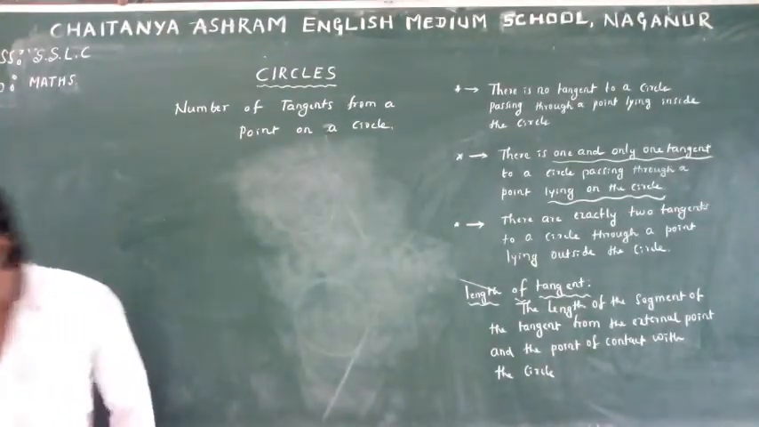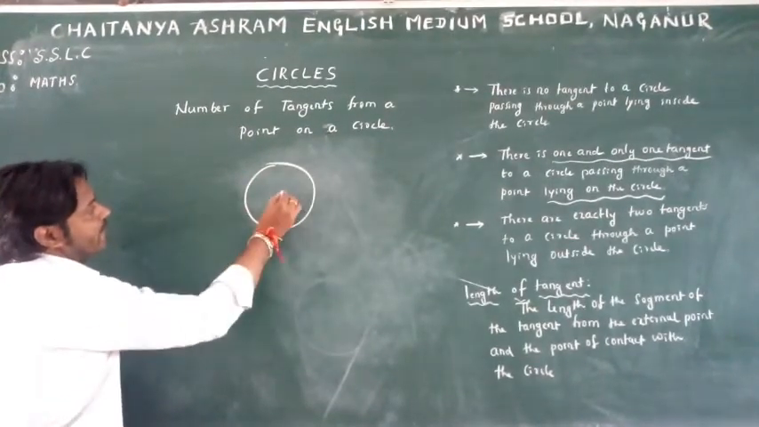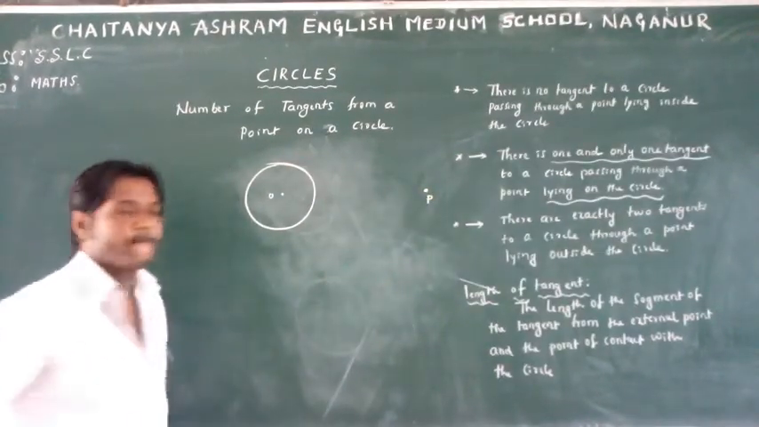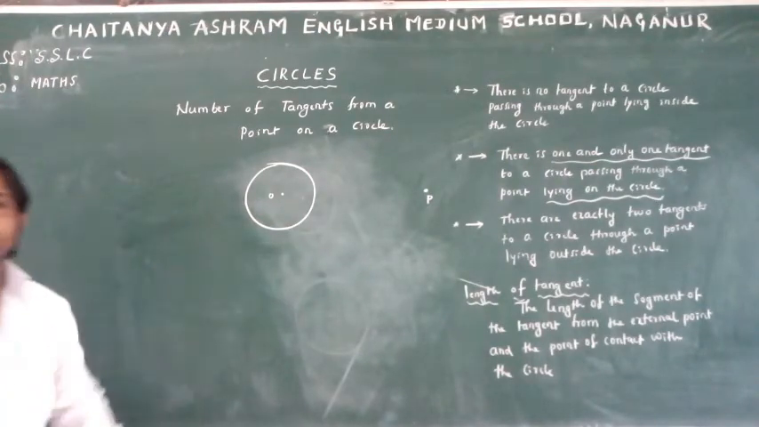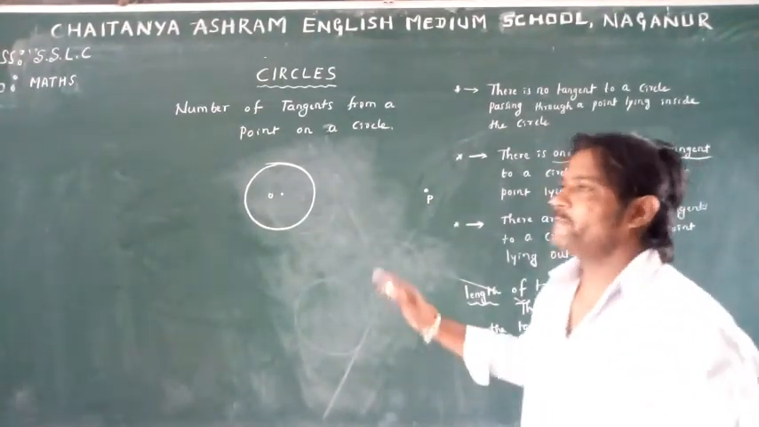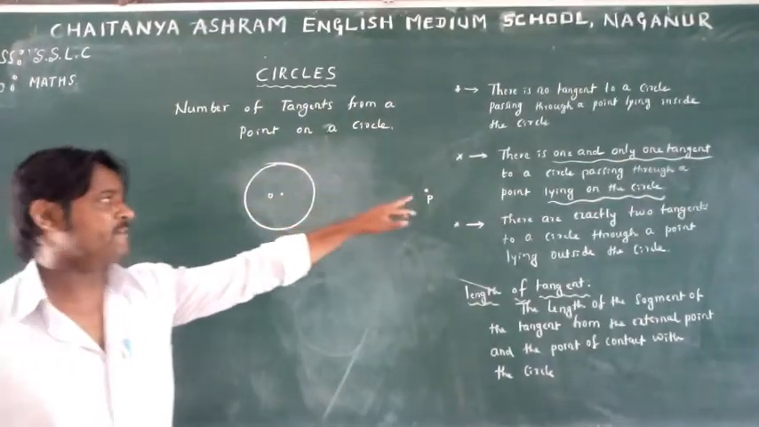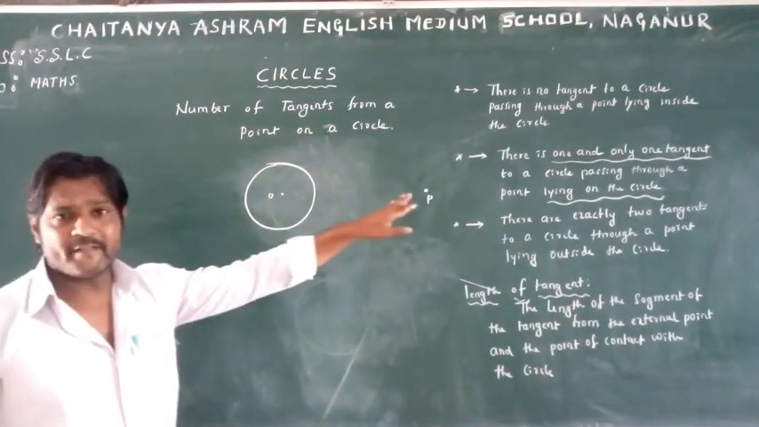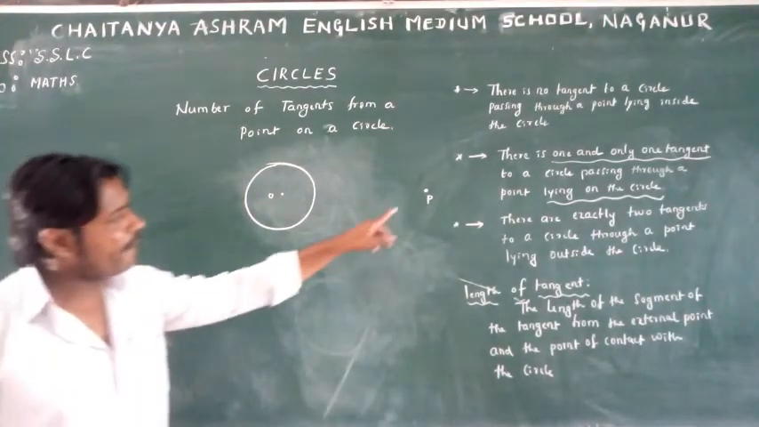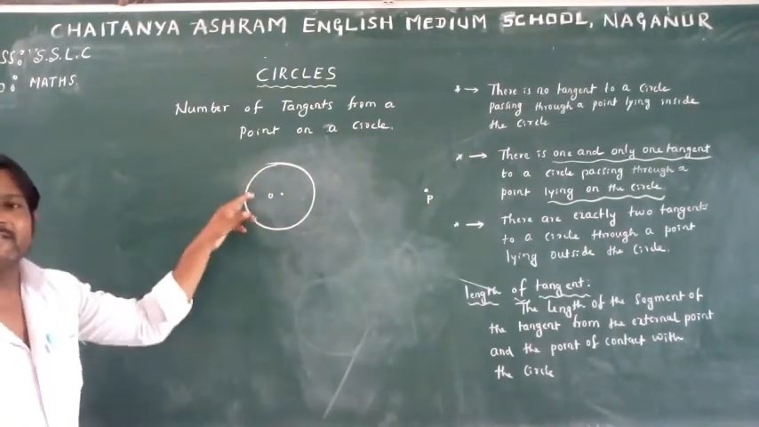Take another different position of a point. Now, a circle with center O. In this case, take a point P. Where is the point P? Think about it. Where is the point P with respect to the circle? Very good. With respect to the circle, the point P is outside the circle, or it is an external point. This point lies in the exterior part of the circle. Okay? Through this external point, how many tangents can be drawn to this circle?